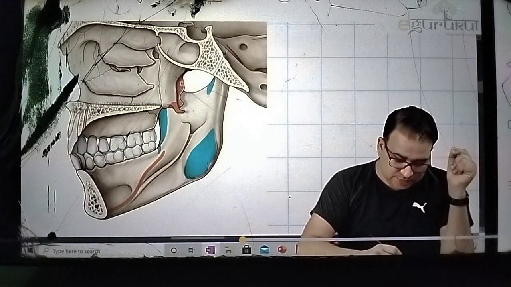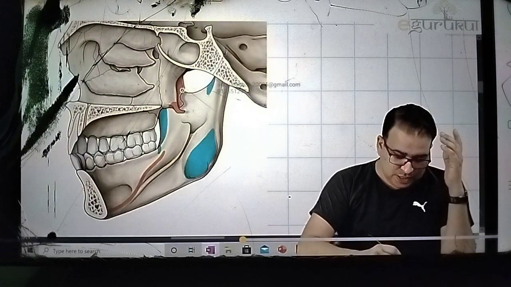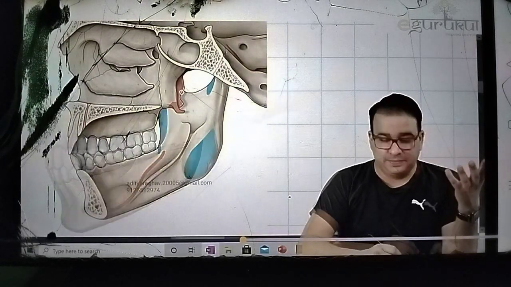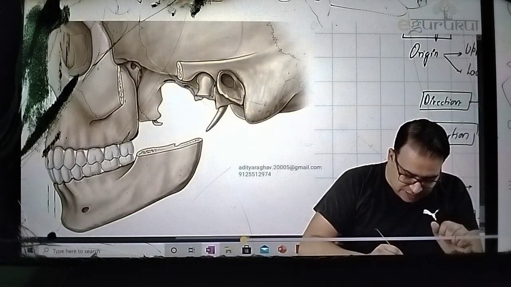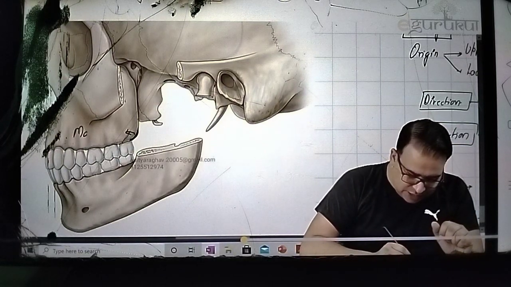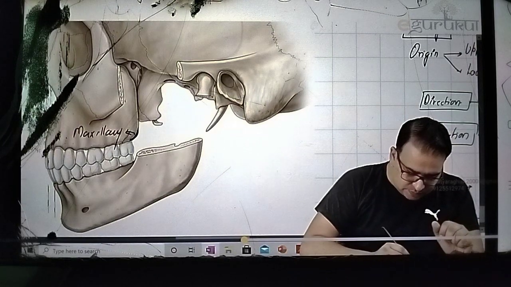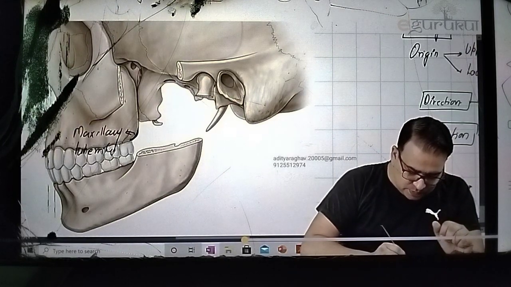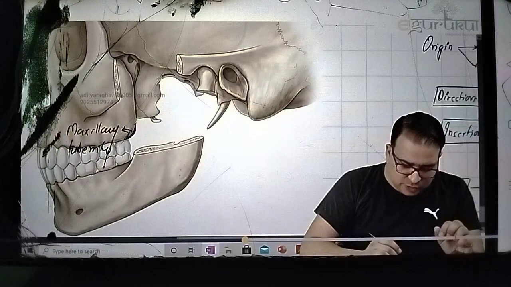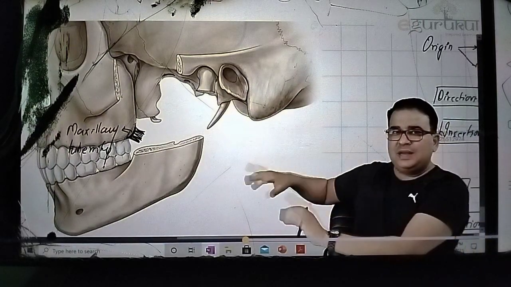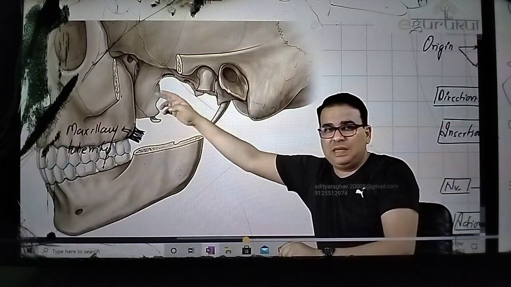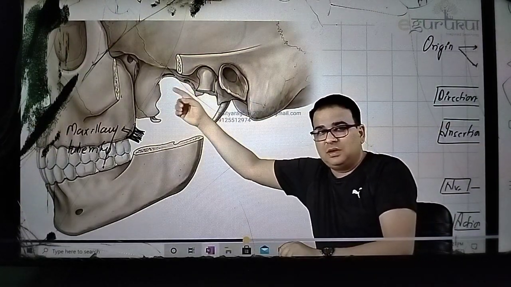Now this origin of the medial pterygoid muscle is basically for the deep head. Guys, on the posterior side of the maxilla bone, we have a tuberosity, which is called the maxillary tuberosity. This maxillary tuberosity will give origin to one head of the medial pterygoid. That's a small head here, but if you go from outside, that's the superficial head. The deep head will come from where? The deep head will come from the medial surface of the lateral pterygoid plate.